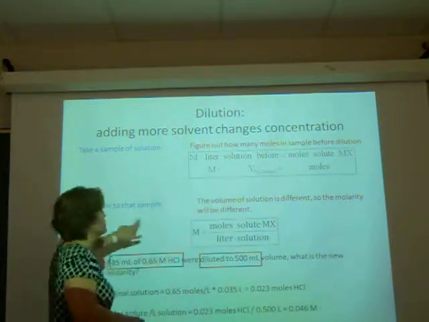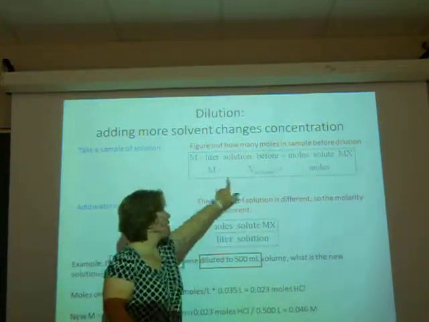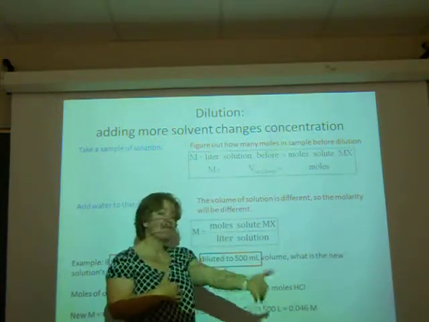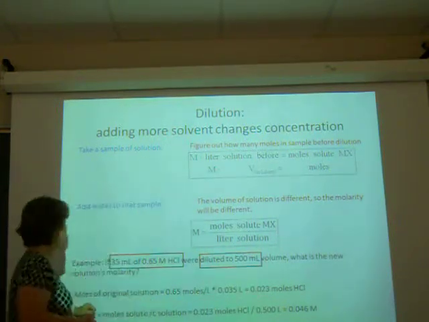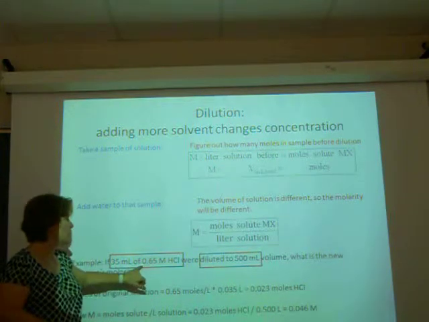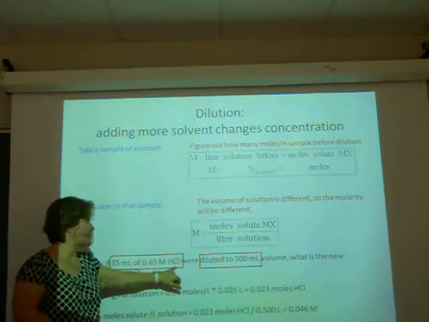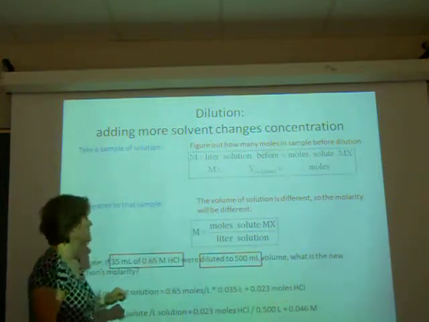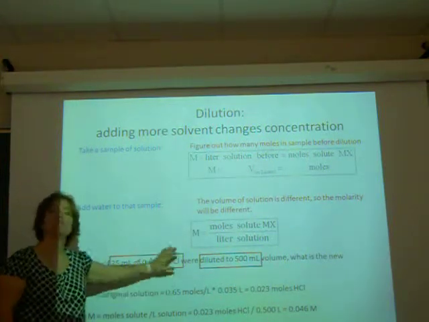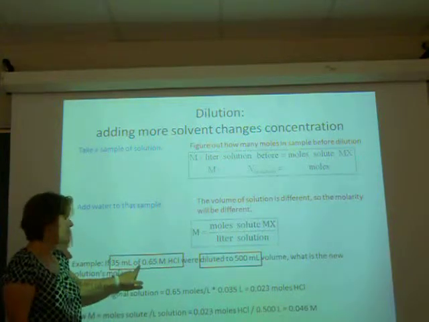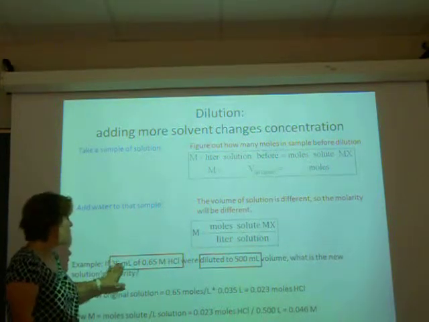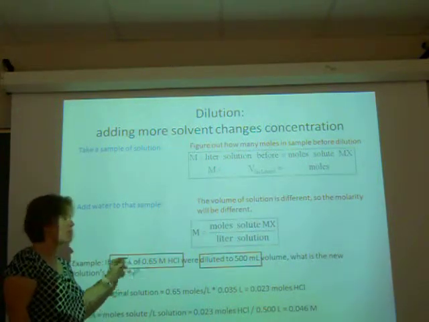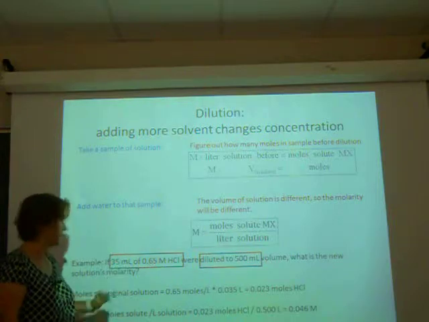So now I can use this formula, moles of solute. That would be the answer I'd gotten up above. Now my liters of solution would be the new volume after I added the water. So if 35 milliliters of 0.65 molar HCl were diluted to 500 milliliters volume, what is the new molarity? So this is talking about before I've added the water. That "of" is a really important word. When we see a volume of a molarity, it means these two are talking about the same solution. So I'm going to say this must both be before.